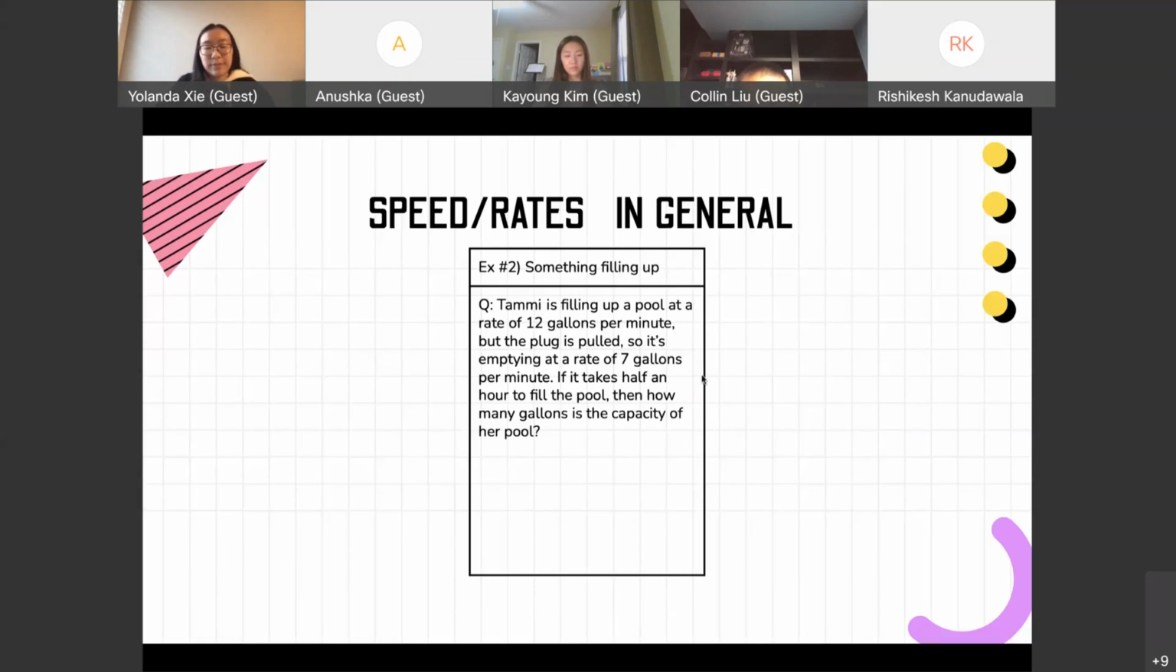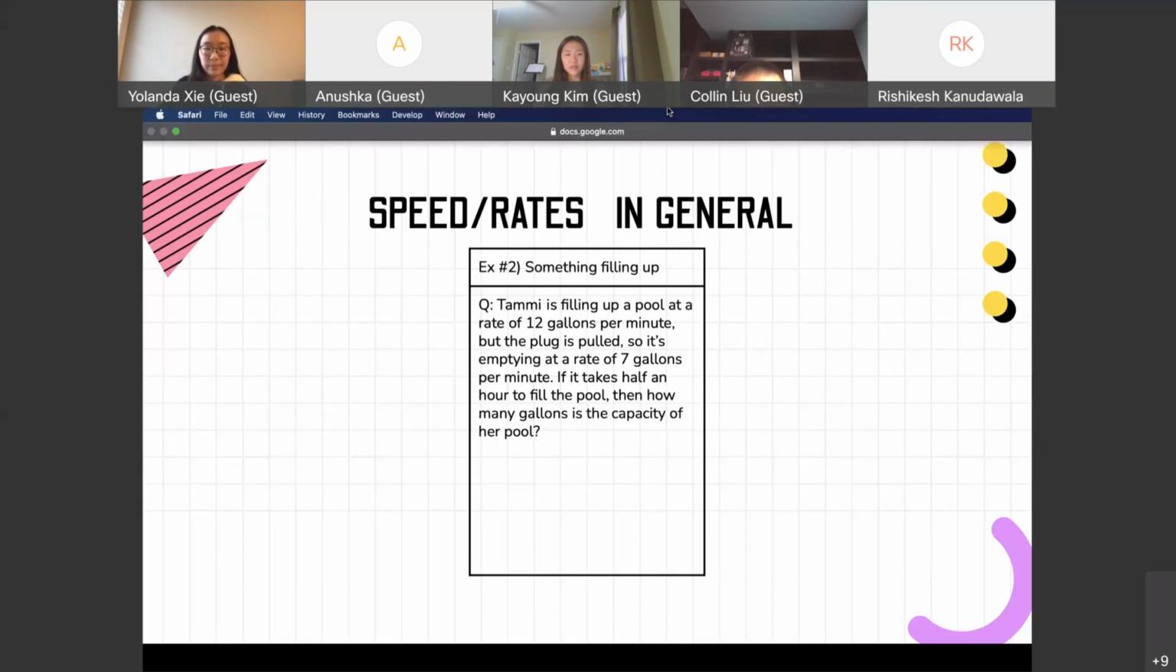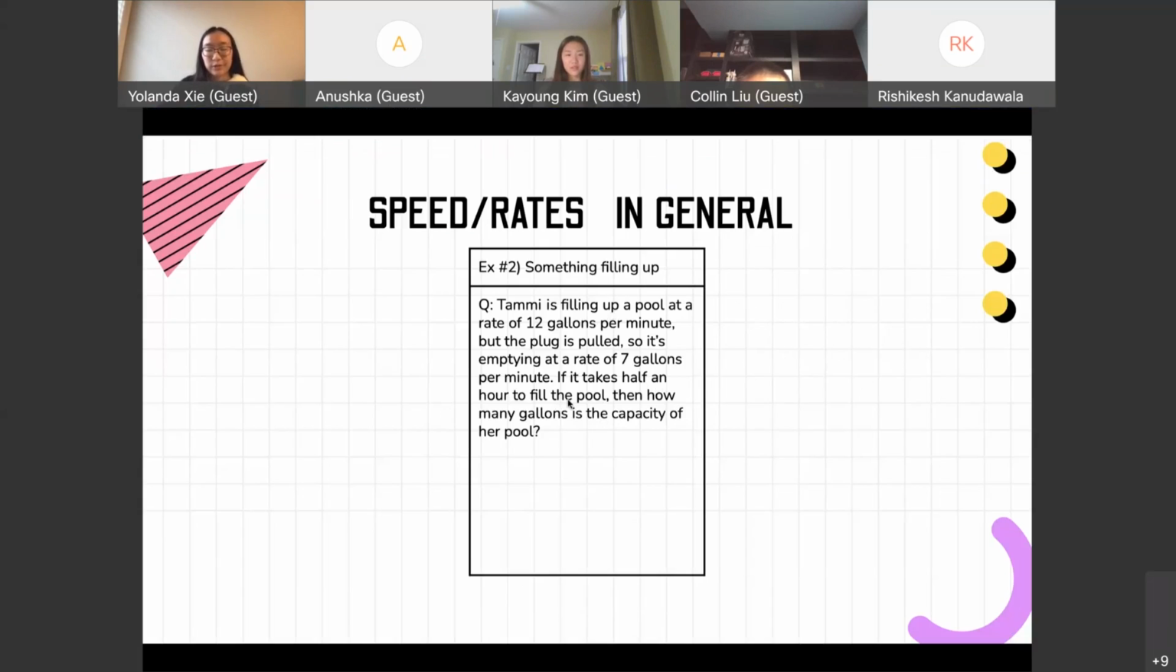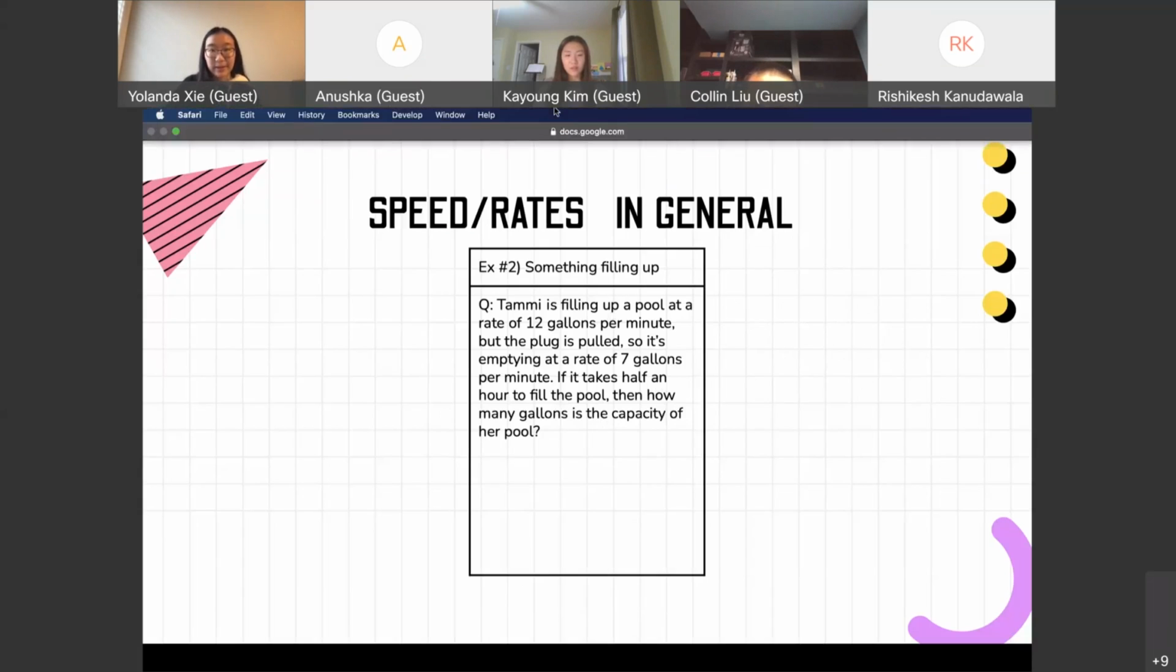So how many gallons is the capacity of the pool? So first we have to figure out what the rate is that she's filling up the pool with water. If you're putting in 12 gallons per minute, but 7 gallons per minute are going out per minute, then it's basically just like putting in 5 gallons per minute. And then half an hour is 30 minutes. So if she's putting in 5 gallons a minute for 30 minutes, then that's going to be 5 times 30. 150 gallons, exactly. Like Anikit said in the chat as well.